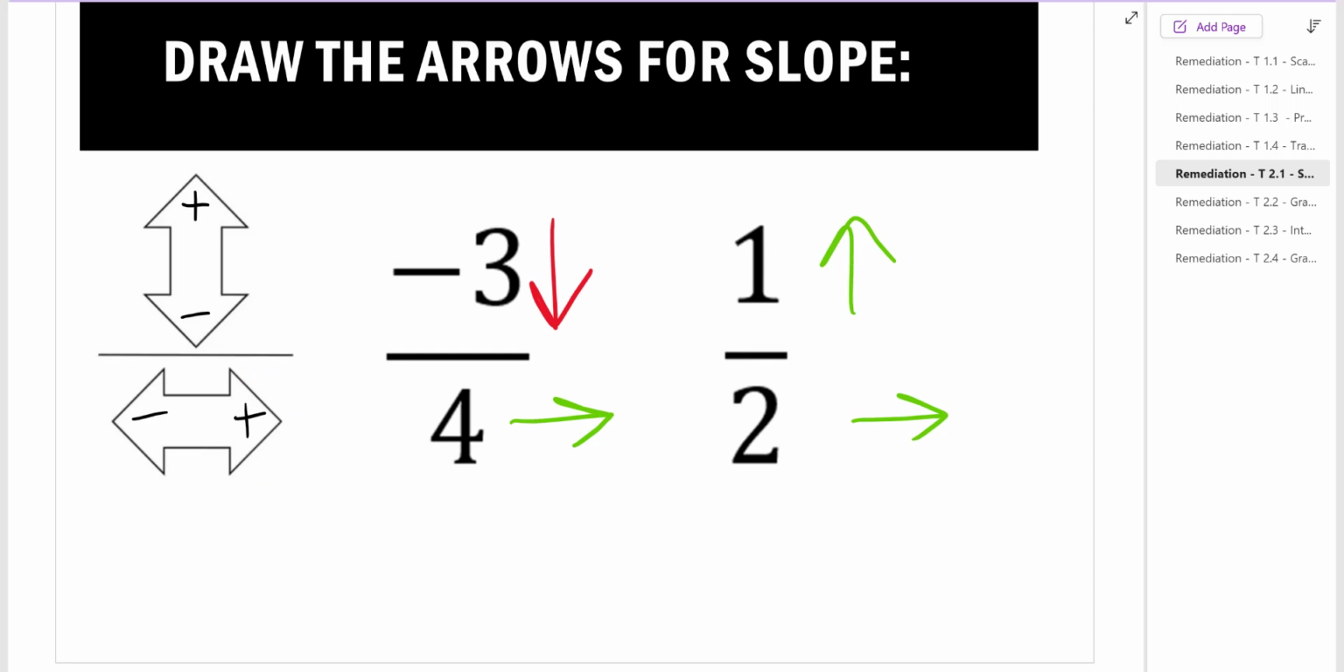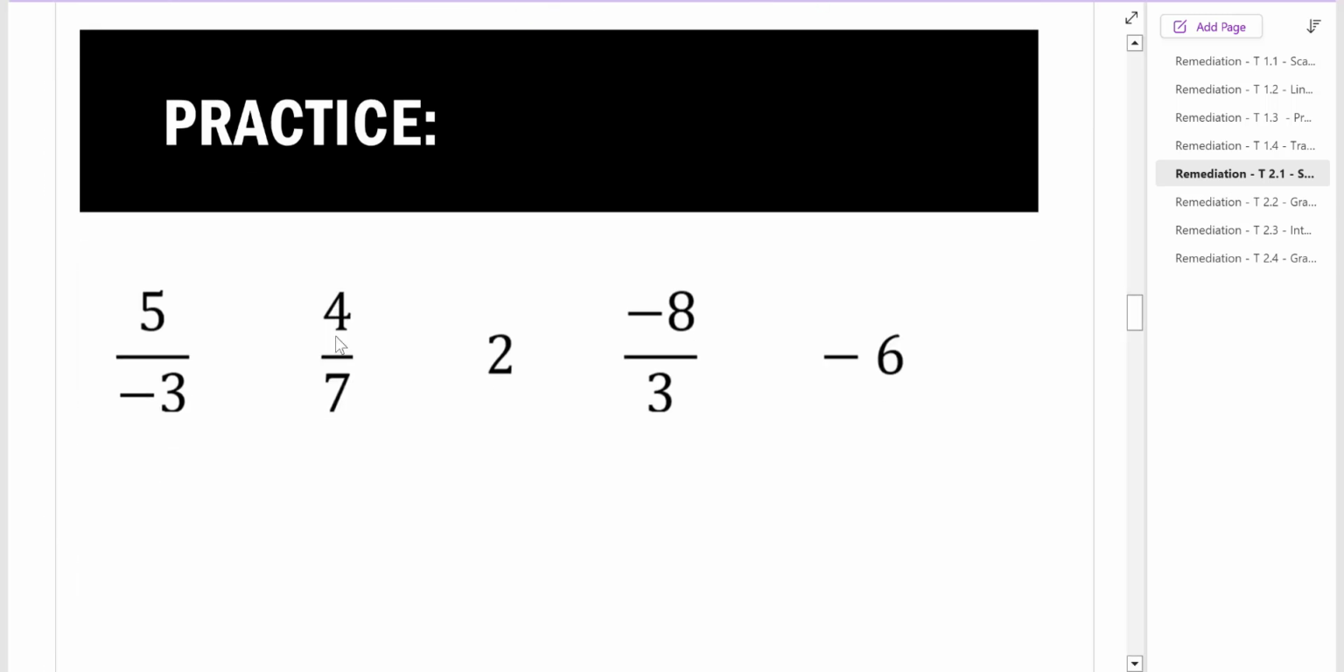So you need to memorize this, and then you can identify if it is up or down, or right or left for the numbers. Okay? So now we're going to practice. So it is your turn. I want you to write the arrows for each number here. These are all different types of slope. Okay?